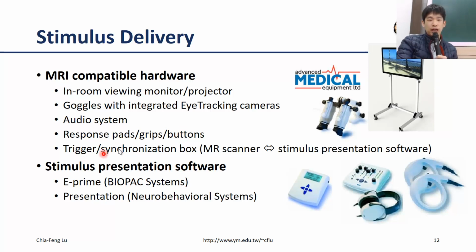Okay. And the final one, a particularly important one, is what we call the trigger or synchronization box. This is the one that allows us to synchronize our visual or auditory stimuli with the timing of the MR scanner. So once the scan starts, the delivery starts simultaneously. It's a synchronization box to ensure time synchronization is maintained during the whole experiment. Okay.